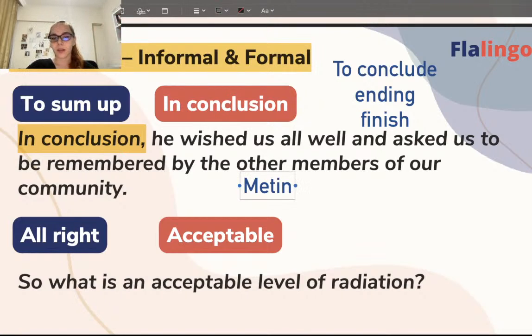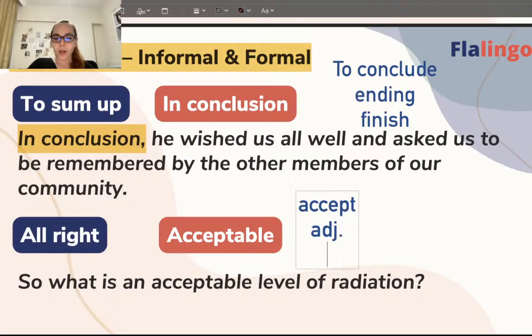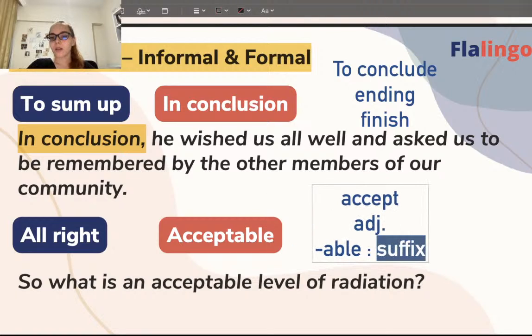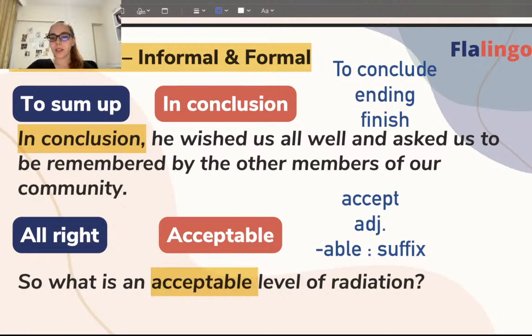So it's again coming from the word accept, to accept something, and it is acceptable. I am making it an adjective by using the suffix. This is my suffix. Acceptable or dependable, doable. There are lots of words that we can create. So what is an acceptable level of radiation? So this is my example sentence.